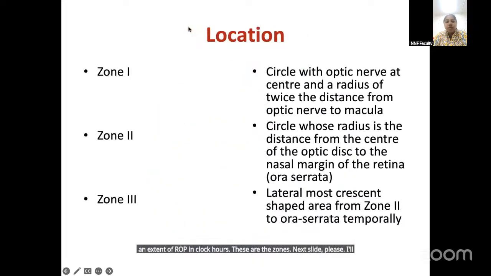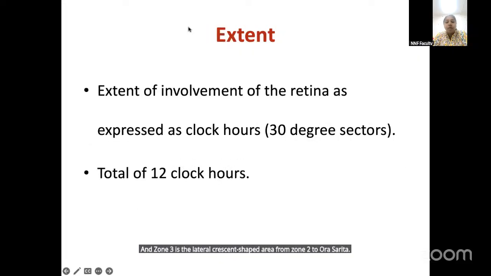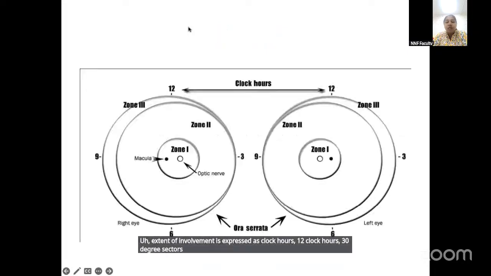I'll explain the zones. Zone 1 is a circle with the optic nerve at the center and a radius of twice the distance from optic nerve to macula. Zone 2 is a circle whose radius is the distance from center of the optic disc to the nasal margin of the retina, that is ora serrata. And zone 3 is the lateral-most crescent-shaped area from zone 2 to ora serrata. Extent of involvement is expressed as clock hours, 12 clock hours, 30-degree sectors each.